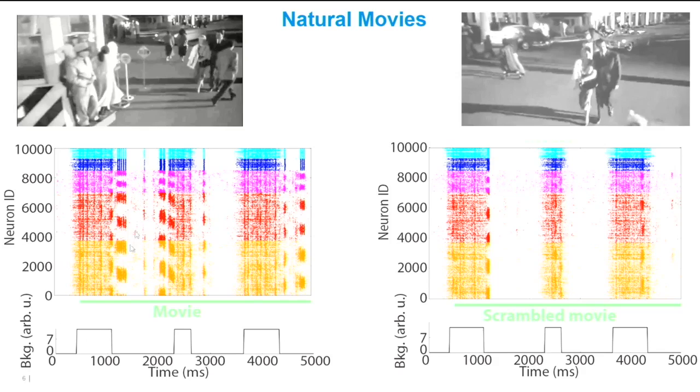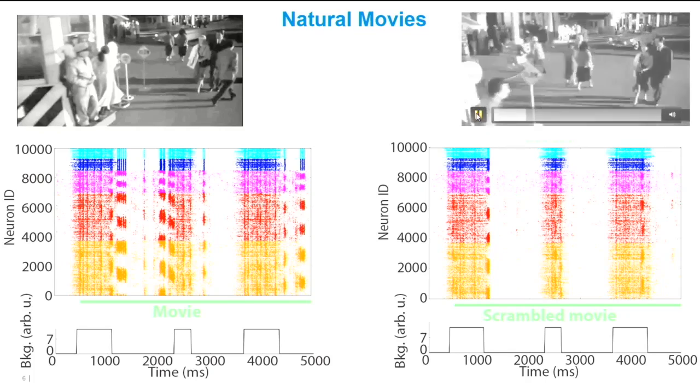As you can see from the raster plot, the responses to natural movie, in agreement with experiments, the model shows temporally precise responses. In addition, the variability of responses for the different trials also goes down in response to natural movies in agreement with experimental data. On the right is a 3-second clip of the same movie.